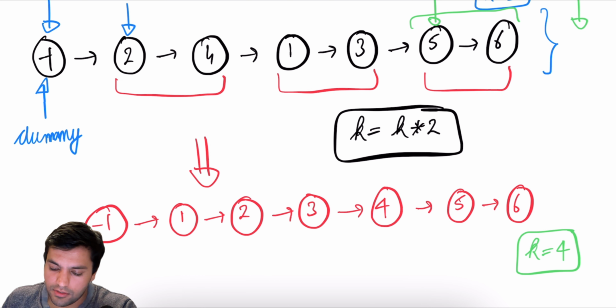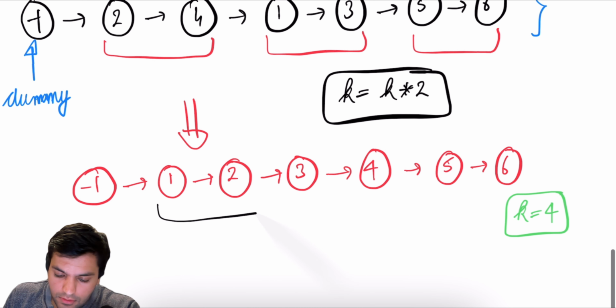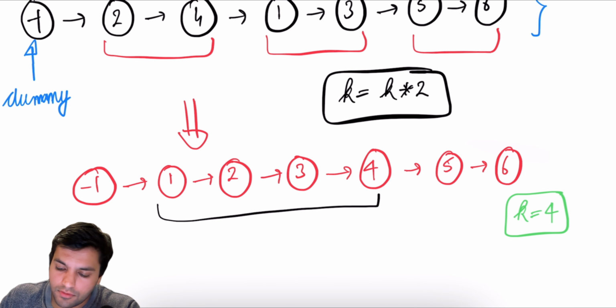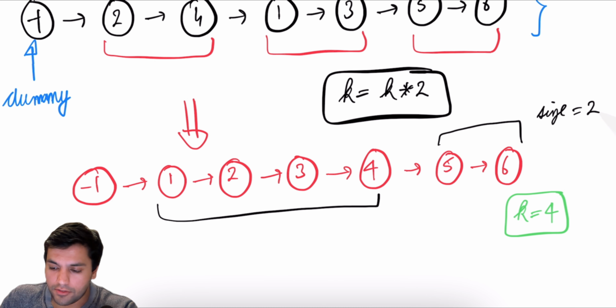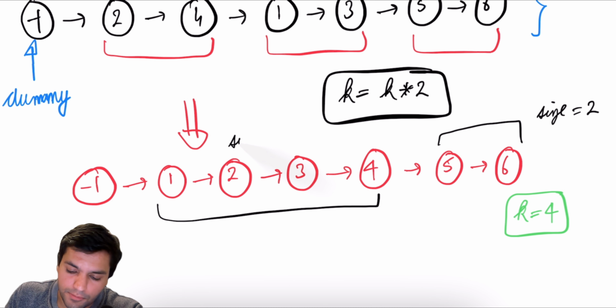So my first subproblem would be this, and my second one is going to be this. As you can see, my second subproblem is only of size 2 and the first subproblem is of size 4.